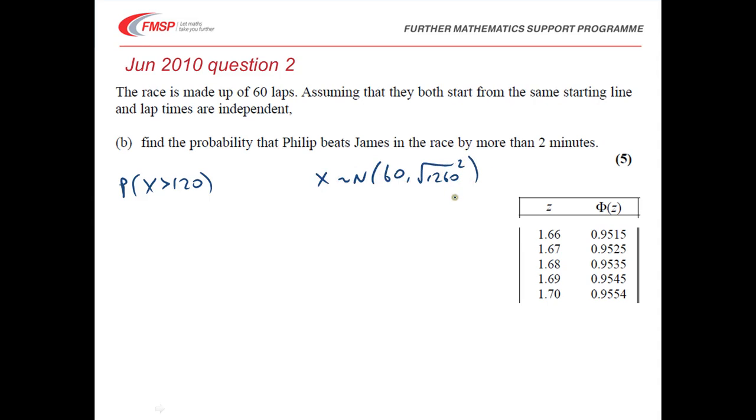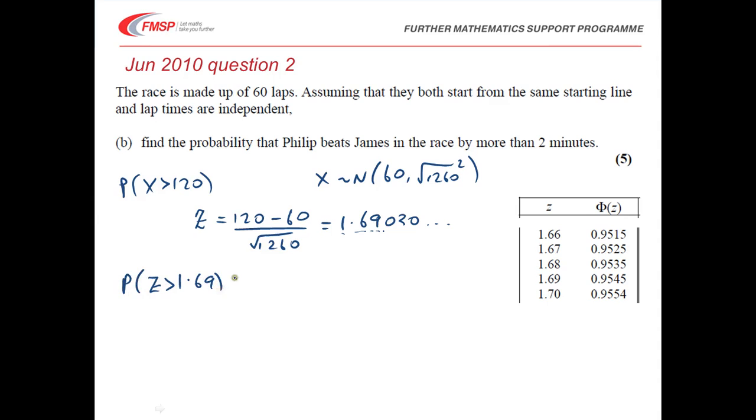So again, this is just now a standardizing question. So z is equal to x minus mu over sigma. If we work that out, that's going to give me a value of 1.69030. It does continue, but again, I'm only going to be looking at 2 decimal places for this. So this question turns into the probability that z is greater than 1.69.